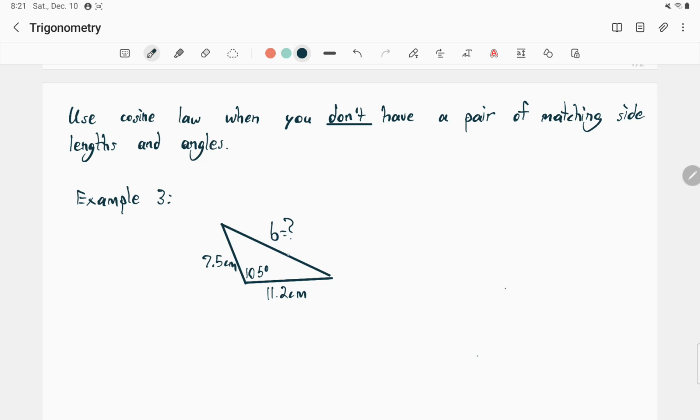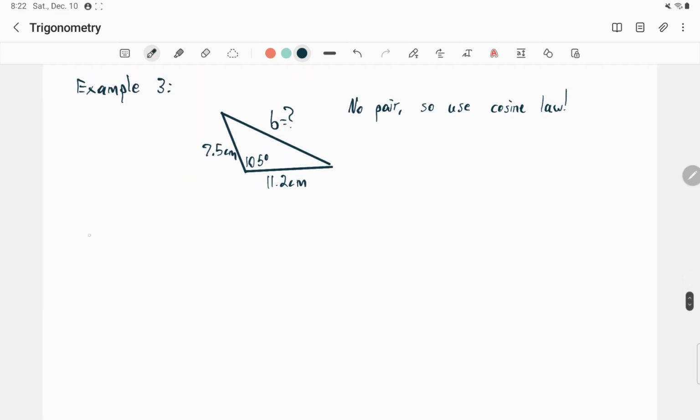Well, you couldn't use Pythagorean theorem because this is not a right angle triangle. A lot of people make that mistake. They'll go, oh, B squared is A squared minus C squared. Well, not really true. This isn't a right angle triangle. We can't actually do that. So there's no pair. We're not given a pair. We can't find a pair. So what are we going to use? Use cosine law. That's it. That's all you need to know. I'll show you how to use cosine law in a different video.